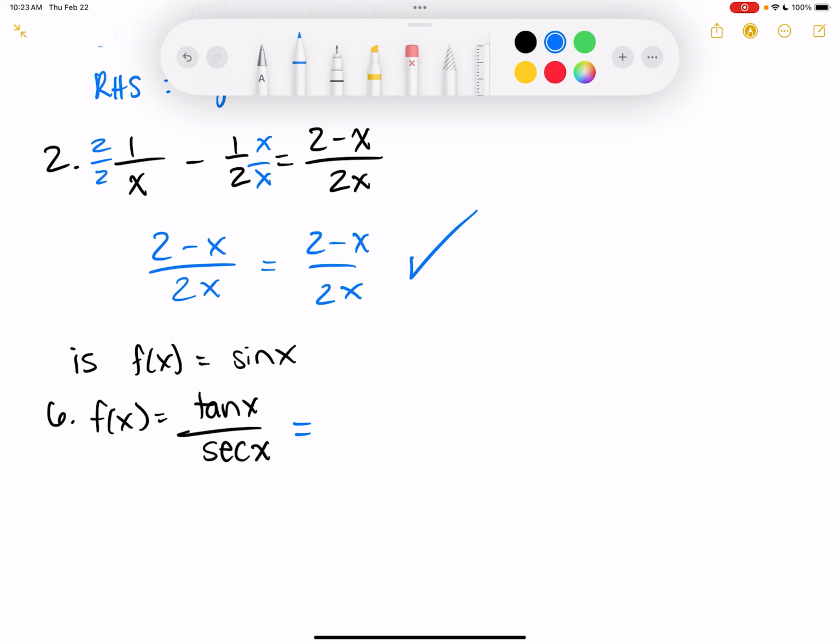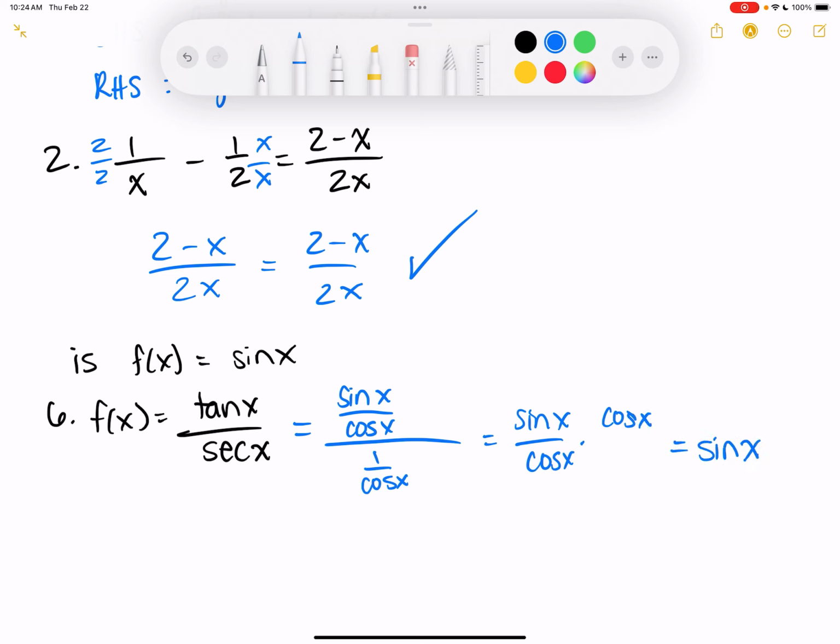Ideas on where to start? We do the keeping and changing and flipping thing after we convert the tangent to sine over cosine and the secant to 1 over cosine. Yep, so sine x over cosine x over 1 over cosine x. Keep, change, flip. Sine x over cosine x times cosine x, which leaves you with sine of x. So yes, that one works, or gives us the result that it was looking for.